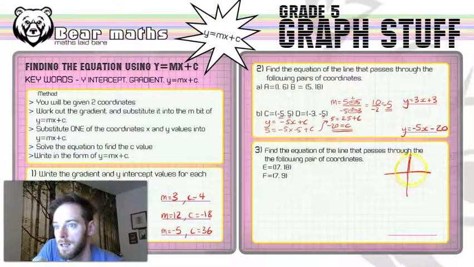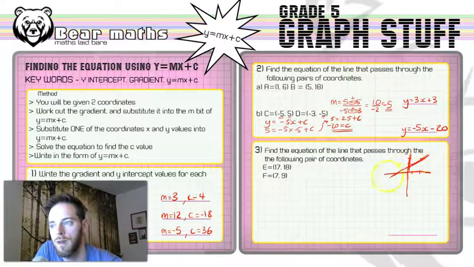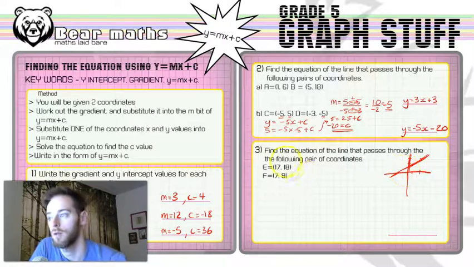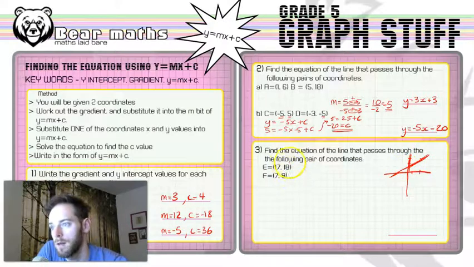But 17, 18, so let's say 17 is there and 18 is there. And then let's say 7 and 9. So 7 is there and 9 is there. And then we've got that line that goes through like that. There we go. An awkward looking sketch, but it's a positive gradient and a positive y-intercept. So we know a couple of things about it already. Now let's do our workings.